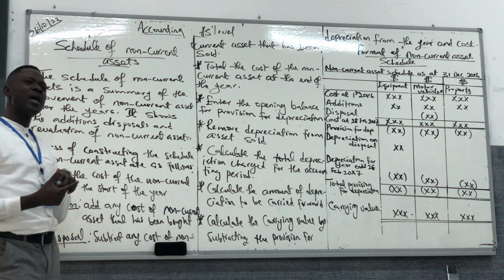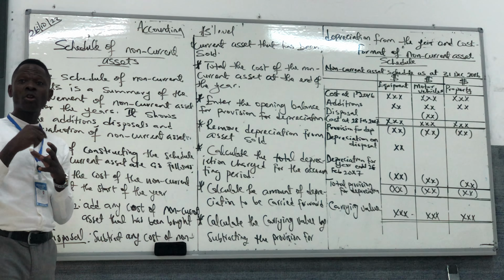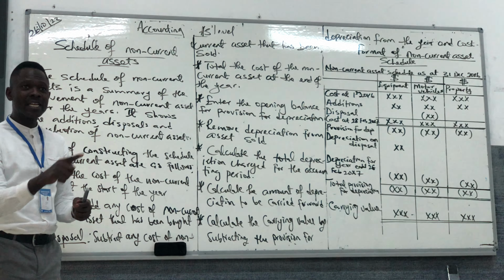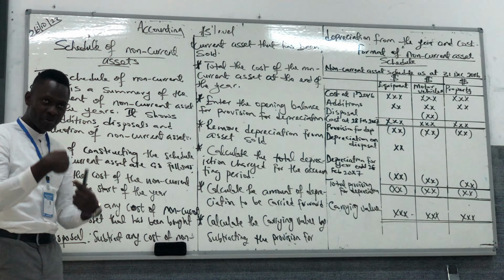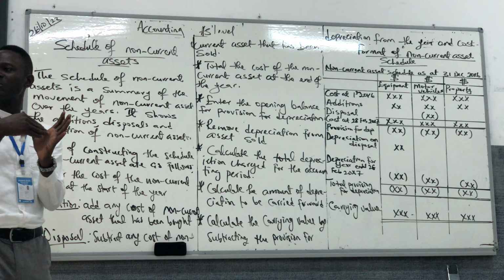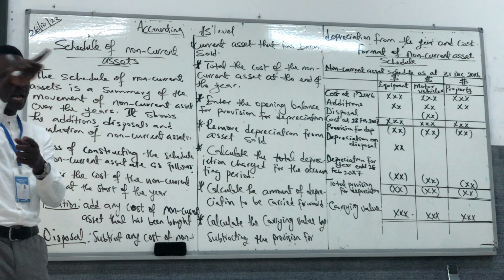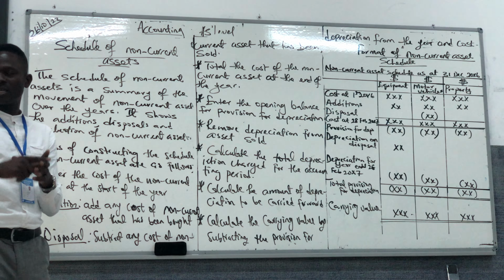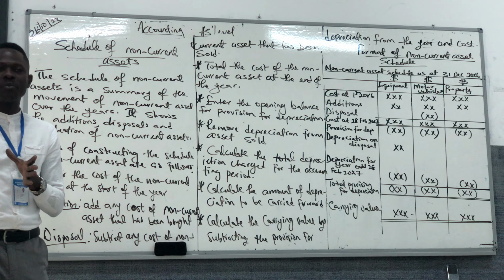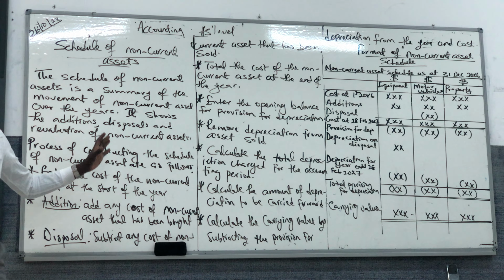Why do we have to prepare a schedule for the non-current assets? We have to prepare a schedule for non-current assets because these assets are moving into the business or out of the business. There's always a movement in terms of non-current assets. Sometimes we dispose and sometimes we buy new ones. So there are movements in between the operations of a company or a firm or a business. That's why we have to prepare a schedule for non-current assets.